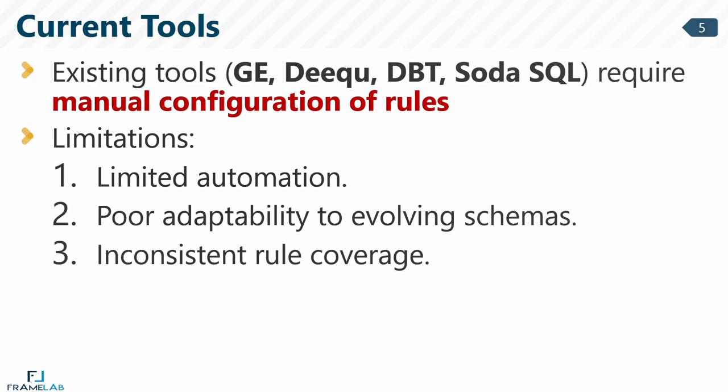Limited automation even with templates; poor adaptability to changes like a new column or renamed field; and inconsistent coverage, where different teams use different code, which leads to inconsistent testing across both important and minor columns. Our approach streamlines this by automating rule generation from the metamodel, ensuring systematic coverage and quicker adaptation to changes without the need for manual code.